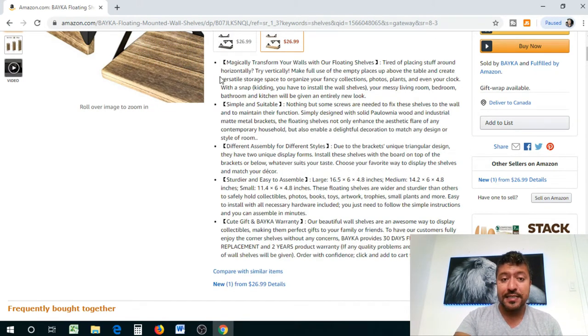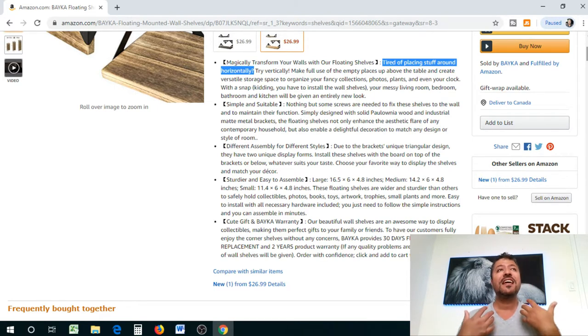Tired of placing stuff around horizontally? Look at this. They have started with a problem, what people have a problem with. And then they're basically saying that this product is going to solve this problem. So that's what I mean, guys. You've got to mention what your product is going to solve, what it is, and what value it's going to provide to the buyer. And that's how you get the reader's attention. And they've kind of closed it with these cool quotes to highlight those points. Different assembly for different styles. That's another one. Simple and suitable.